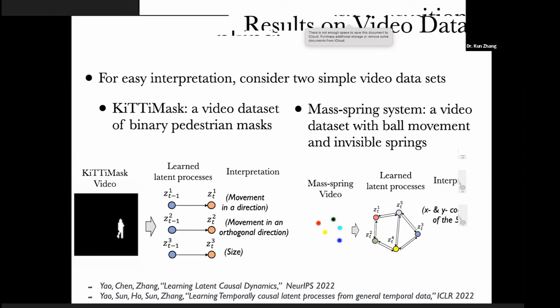This is the second data set. It's known as the mass spring video data set. Here you can see a video of five balls in different colors, and between some pairs of the balls, there is kind of a hidden spring. That's why they are related. So for some pairs of the balls, they are related. And then we just use the raw video data as input, and we recover 10 variables, 10 processes. It turns out that they are just the XY coordinates of the 5 balls.